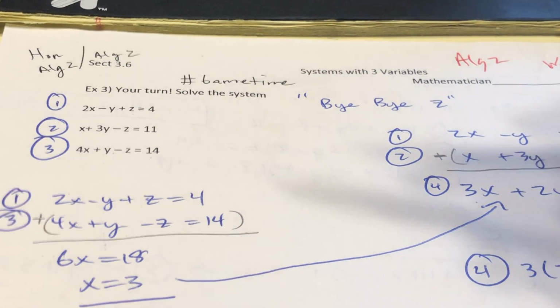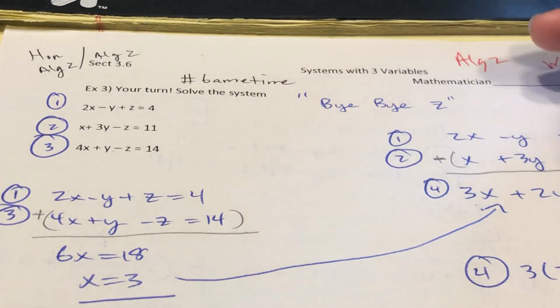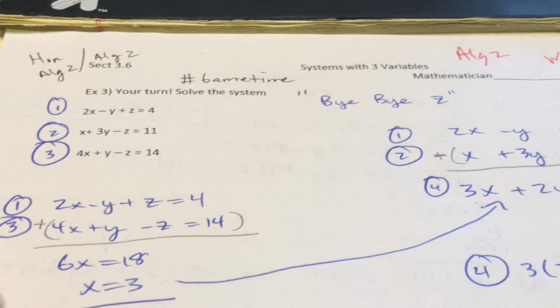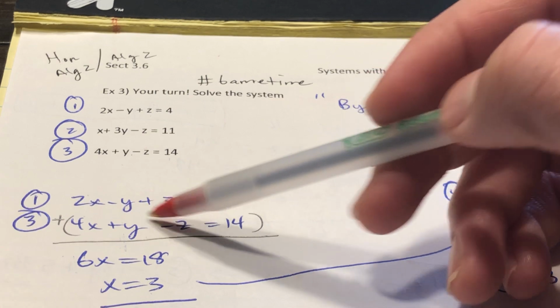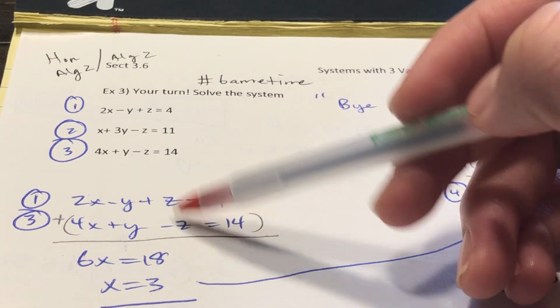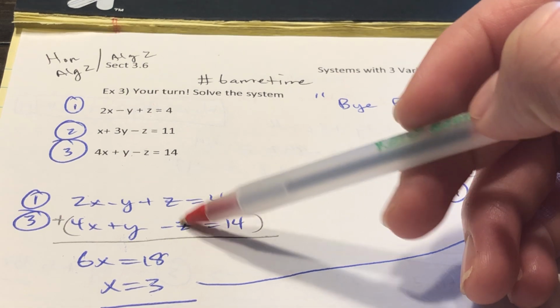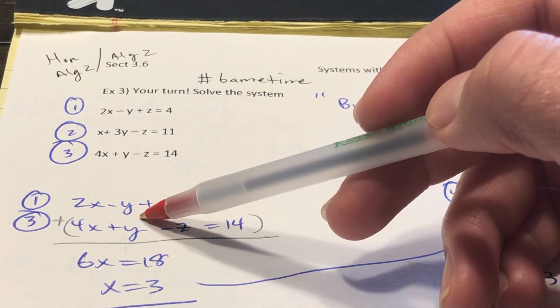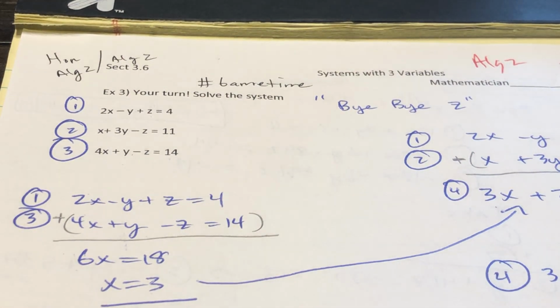What is begging to be eliminated? Look at this, the z's. Positive z, negative z, negative z. They're the same or opposites. Awesome. So I was going to say bye-bye z. And what am I going to do? I'm going to first put 1 and 3 together. Here's equation 1. Here's equation 3. And the z's are opposite. So holy cow. If I put 1 and 3 together, not only do the z's cancel, but the y's cancel. 6x is 18, x is 3. My equation 4 has been solved.